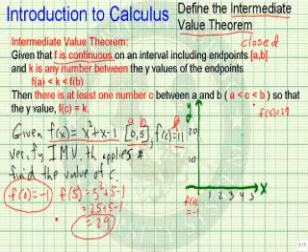Now notice 11 is in fact between those two values. So we can now apply the intermediate value theorem. Let's look at the graph for a moment and see what happens here. We have f of 0 equals negative 1 and f of 5 equals 29.